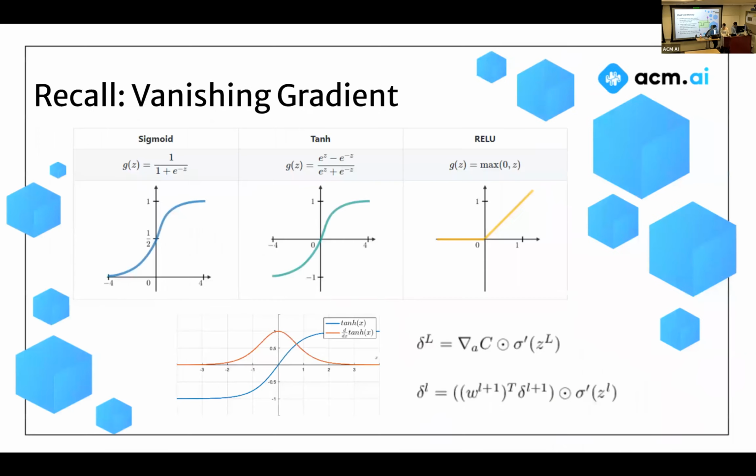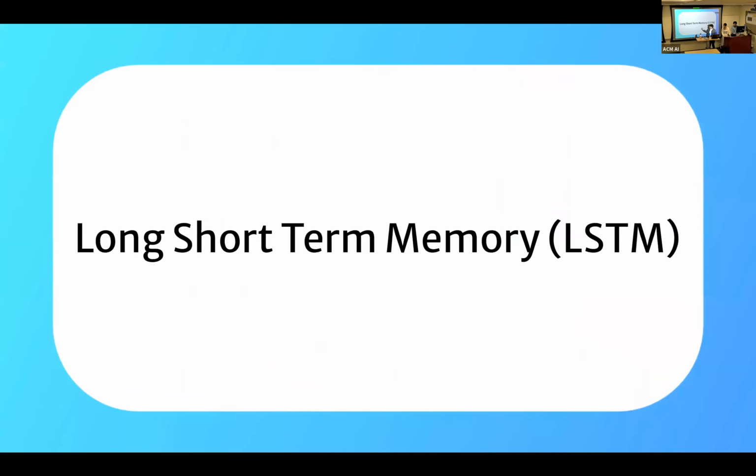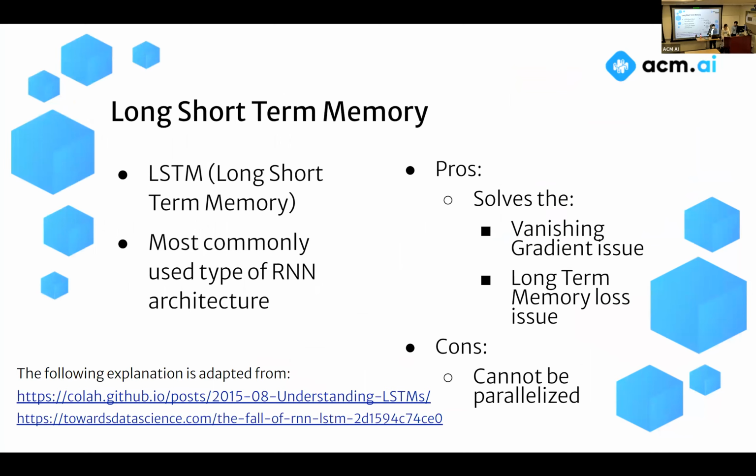And to solve that, we're going to do break time right after this. We have something called long short-term memory. Basically, long short-term memory solves two issues. First, the vanishing gradient issue, which is the whole part about how you're not able to retain information over time. But most importantly, the long-term memory loss issue. And the con is that it cannot be parallelized.